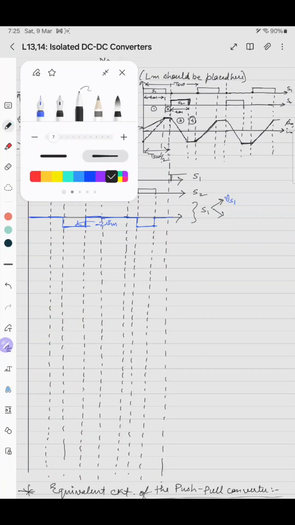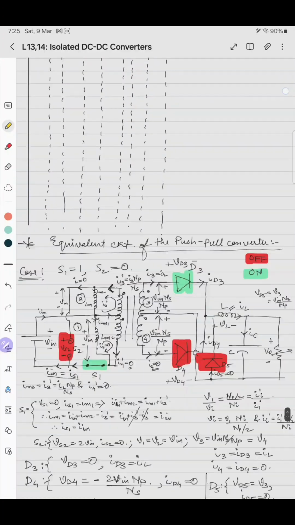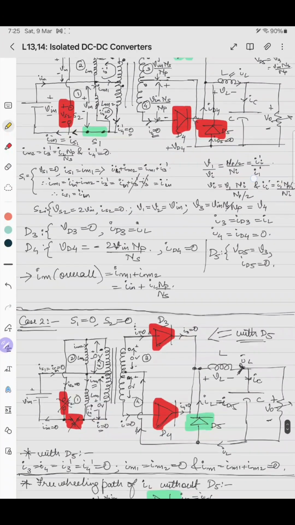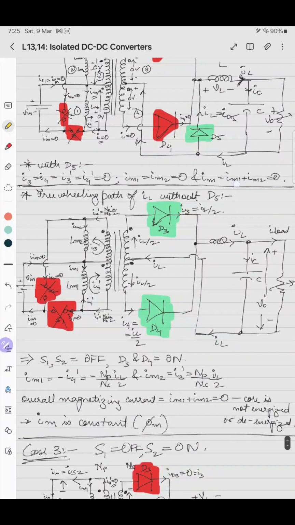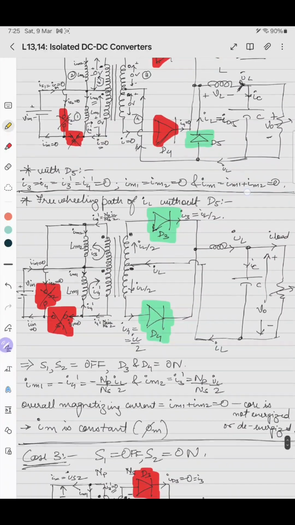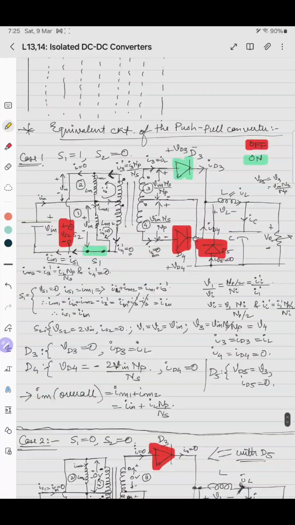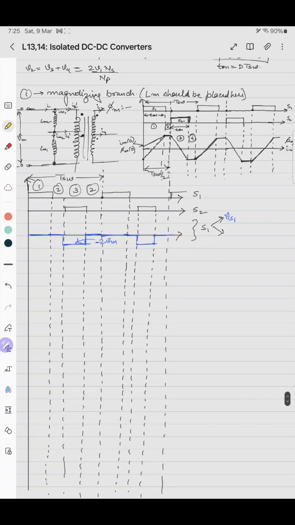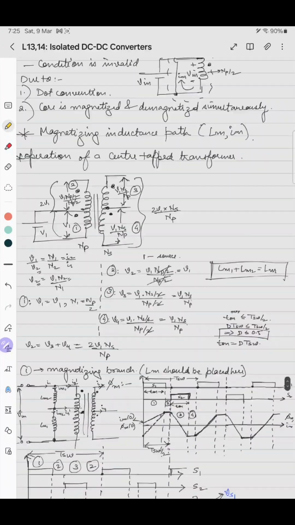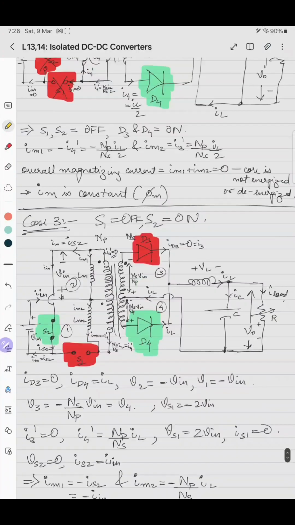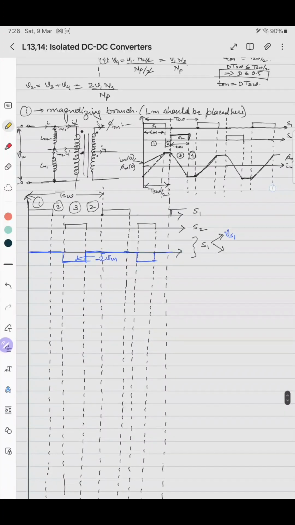The other waveform, if we draw for IS1, in the first case, IS1 is what? I in. In the second case, IS1 is 0. In the third case, IS1 is 0. So we should know the waveform or the nature of I in. Here we have to represent the input current I in terms of known parameters.